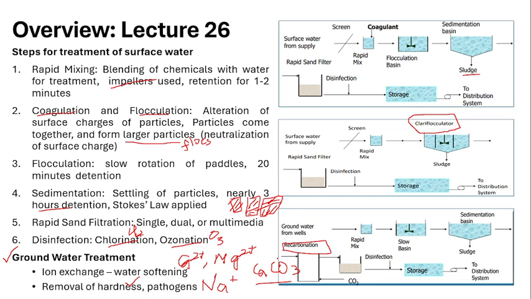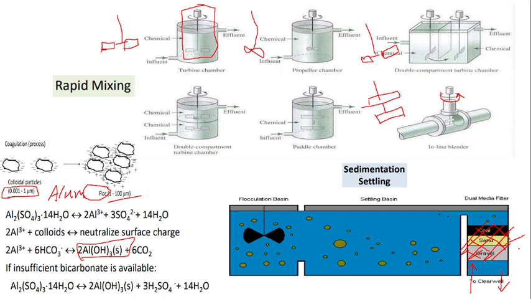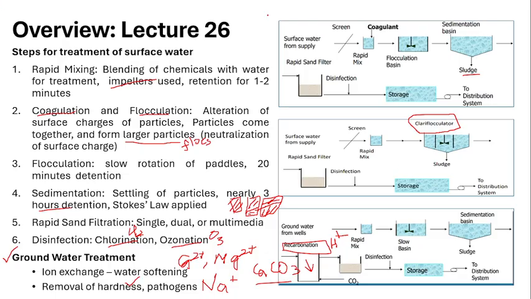This calcium carbonate will precipitate down, and during this recarbonation, a lot of H+ ions will be liberated. So the pH will increase and alkalinity of the solution will get decreased. So the hardness is also removed in this process. So this is about the treatment steps for surface water and groundwater.